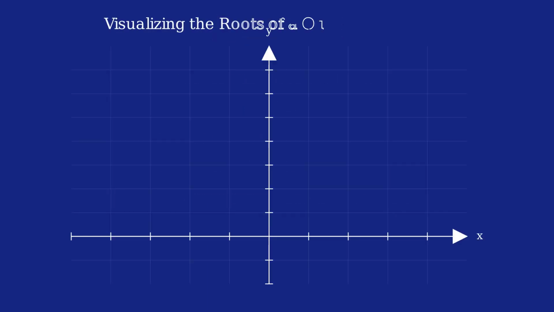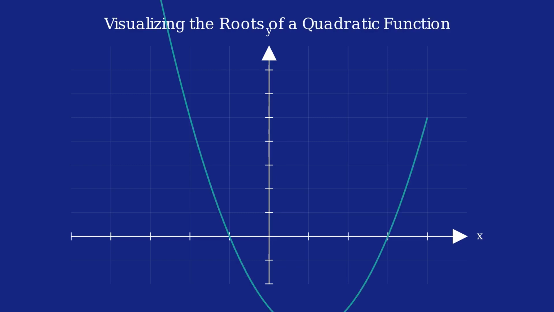Let's visualize how the quadratic formula works by looking at a parabola. For the quadratic function, y equals x squared minus 2x minus 3, the quadratic formula helps us find the x-intercepts. Using the formula, we can determine that this function has two roots, x equals negative 1 and x equals 3. These x-intercepts are the solutions to our quadratic equation.